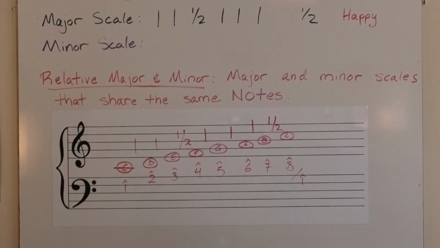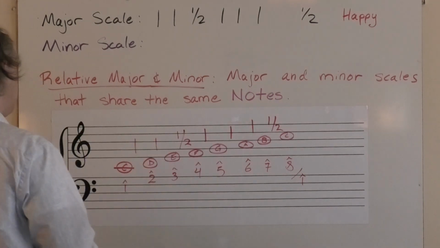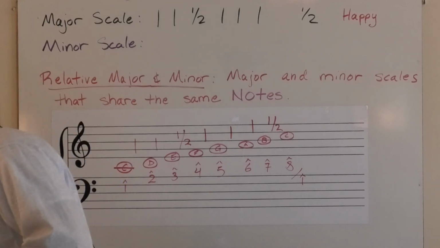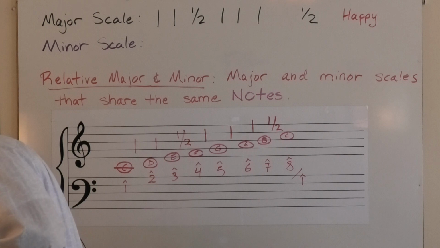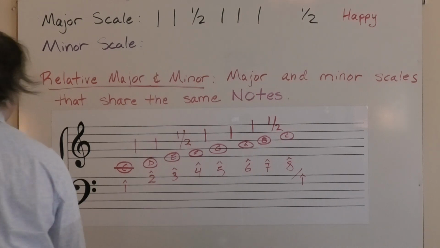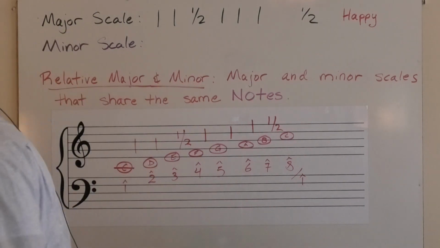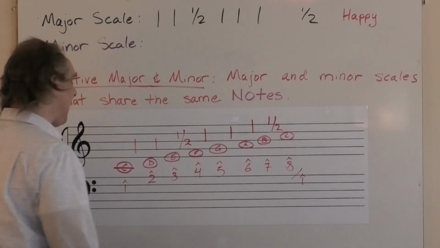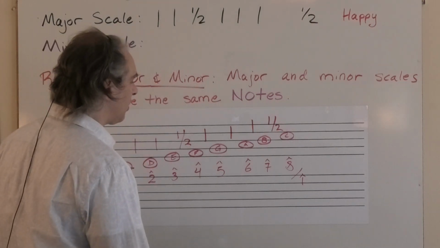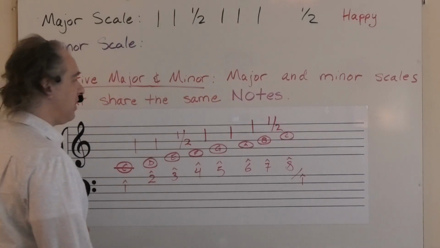Notes. Relative major and minor. So we have C major, all white keys on the piano, and A minor. They all have the same white keys. If I just did a glissando, we wouldn't know if it was major or minor. It could be A major, I'm sorry, A minor or C major.